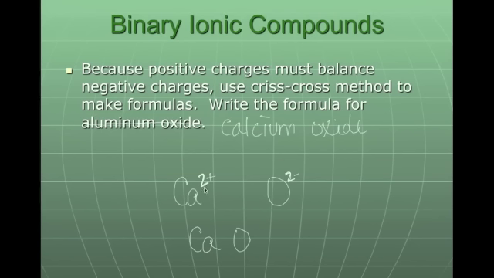But let's say we were just going to go ahead and do a crisscross method anyways. Well, the 2 on the calcium would crisscross down and become a 2 on the oxygen, and the 2 on the oxygen would crisscross down and become a 2 on the calcium. And so we would have Ca2O2. But if you remember what I said earlier, ionic compounds are written using the simplest formula, and so these 2's can simplify down and just become CaO.